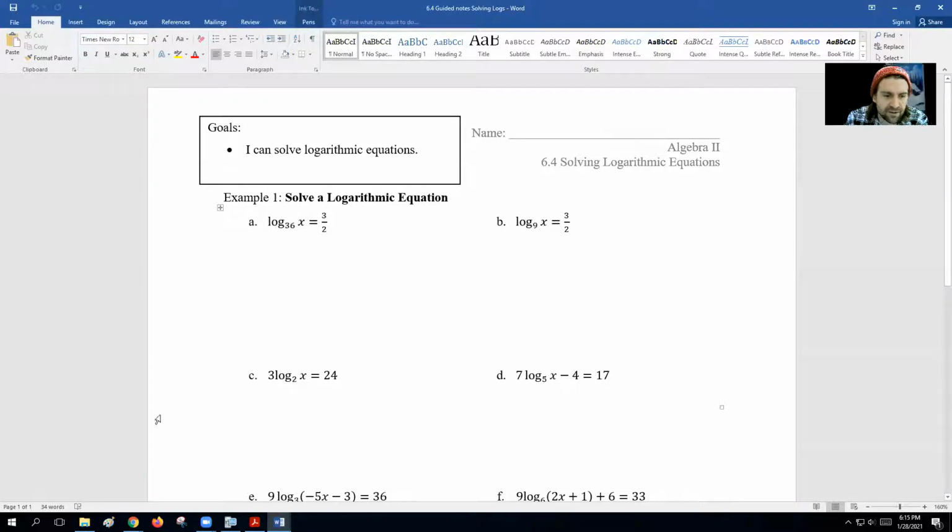So once we have our logarithm isolated, like in this problem here, oh, I guess maybe I was short here. I got distracted by that phone call.